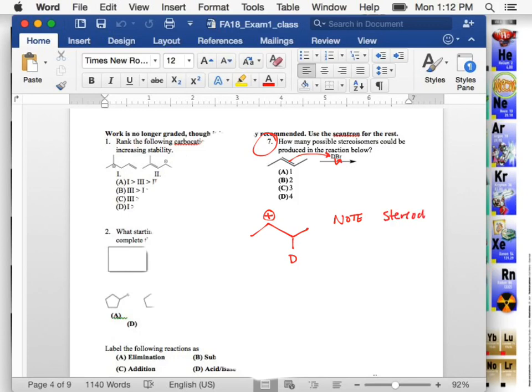I have stereochemistry because the attack could have come either direction, which means in this case I don't have one product, I have two products. Okay. Now what could happen? Now the bromide could go through and attack.